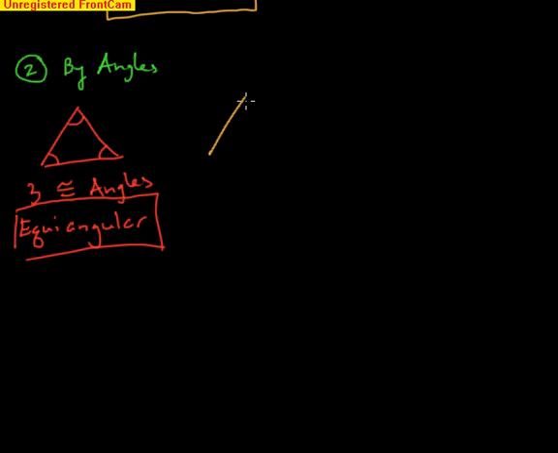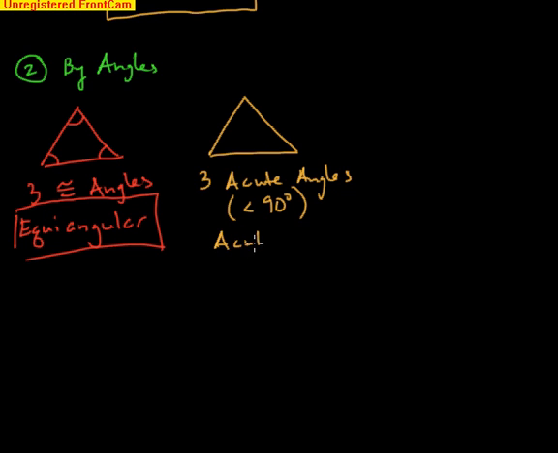If you have a triangle, not necessarily equiangular, but you know that all 3 angles are acute. 3 acute angles. And hopefully we know acute means less than 90, right? So less than 90 degrees, right? If you have 3 acute angles, then it's called an acute triangle.